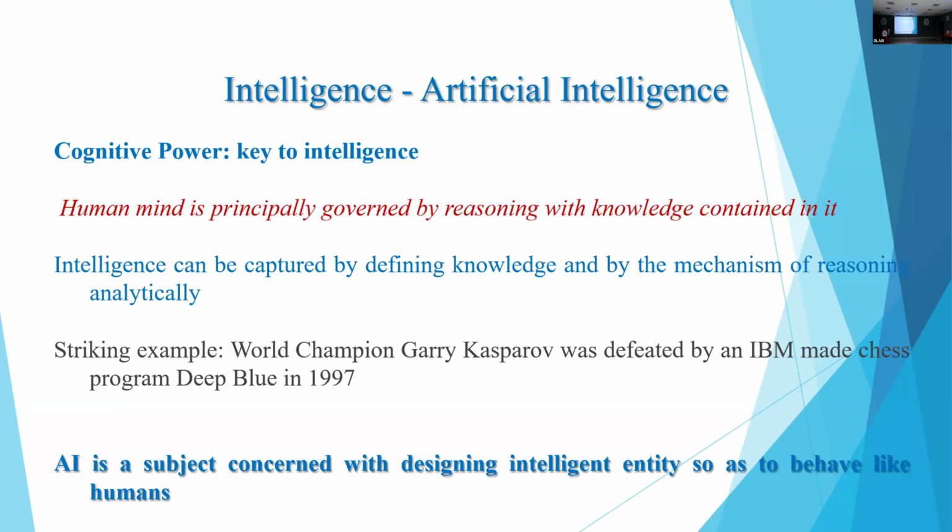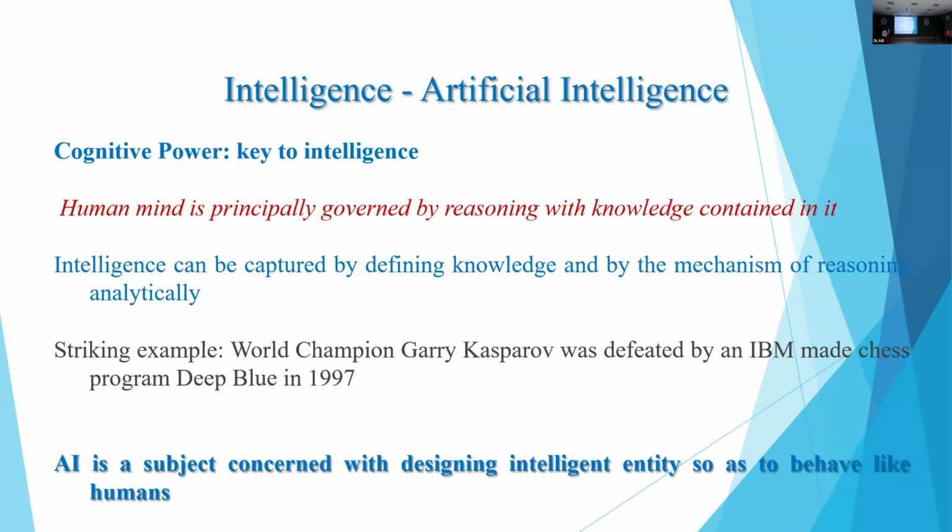We notice that the human mind is principally governed by reasoning with the knowledge contained in it. So we show our intelligence through different kinds of reasoning mechanisms. Along with that, we also have some kind of knowledge. So I need to have the cognitive ability, the reasoning mechanism, that reasoning power, as well as some knowledge. If these three are there, and we exercise my reasoning abilities with the help of the knowledge and the cognitive abilities, probably I can exhibit some sort of intelligence. So intelligence can be captured by defining knowledge and the mechanism of reasoning analytically.